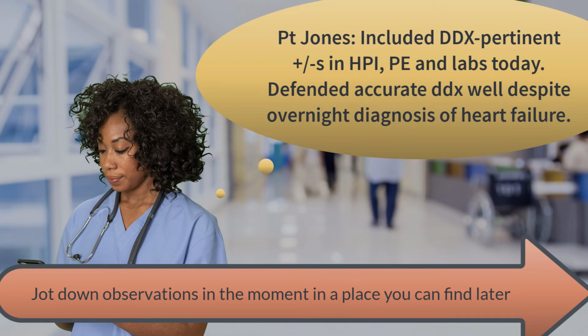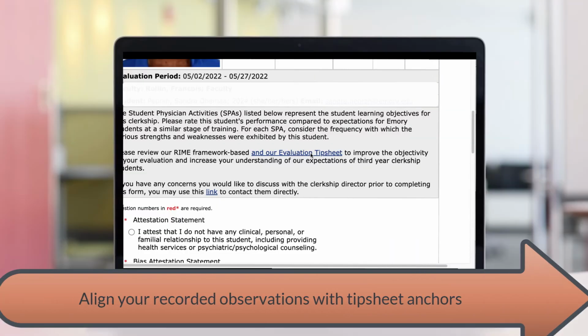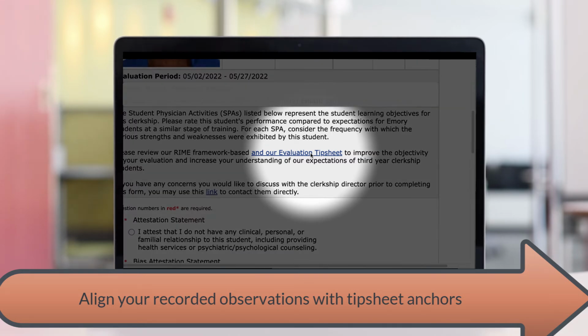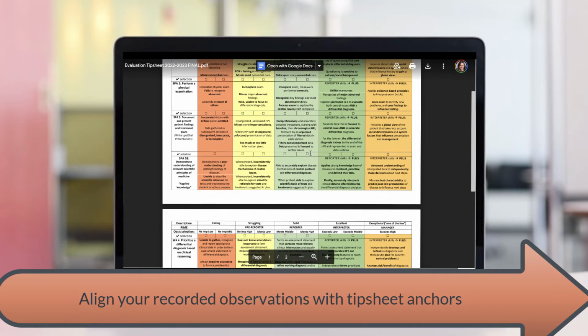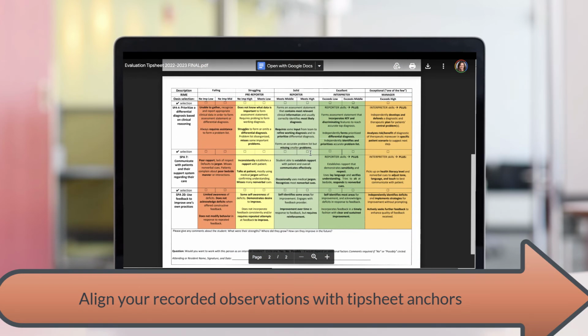This literally means taking 2 minutes to pick up your smartphone and dictate a note or text to yourself what you observed. When it comes time to write your narrative, review your patient list to trigger your memory, read or listen to your notes that you took, and then review the evaluation tip sheet that's located on the OASIS page to match up your observations to your selections. Then add a few of those specific observations or examples into your narrative.